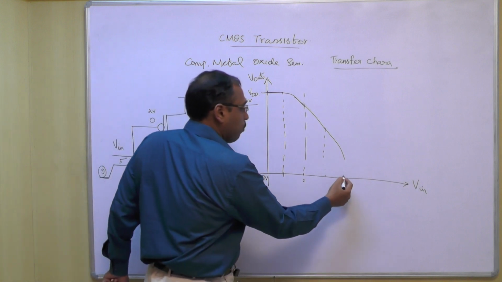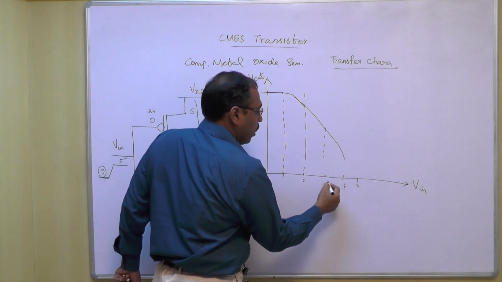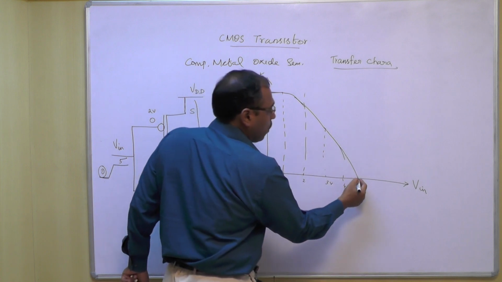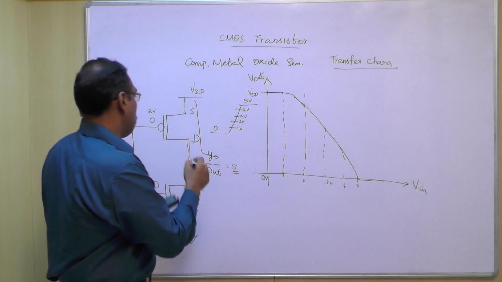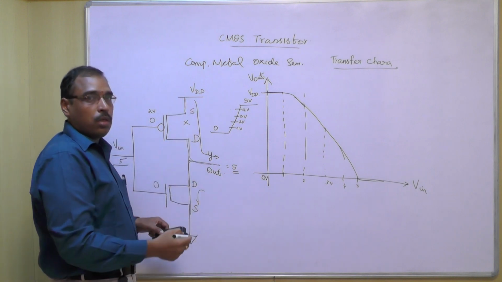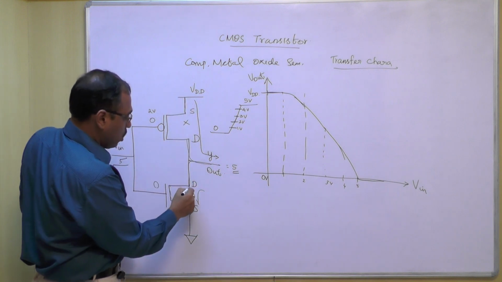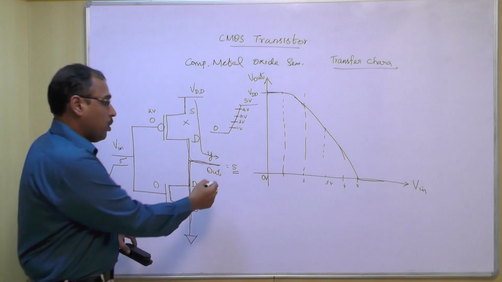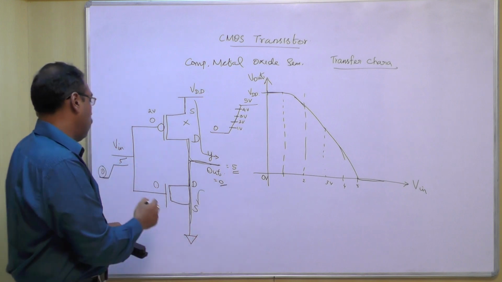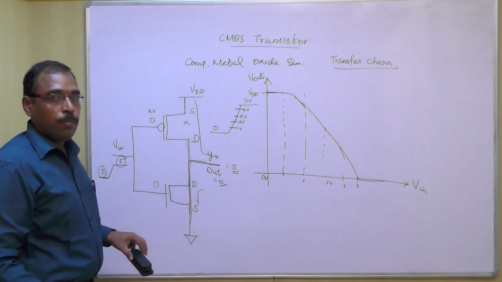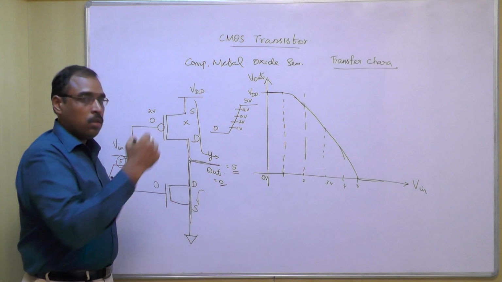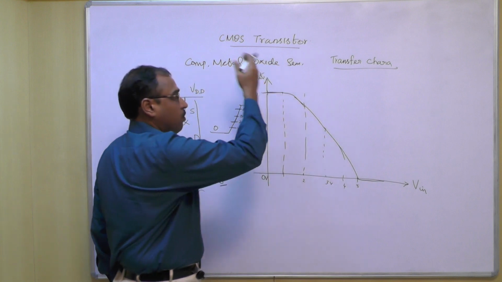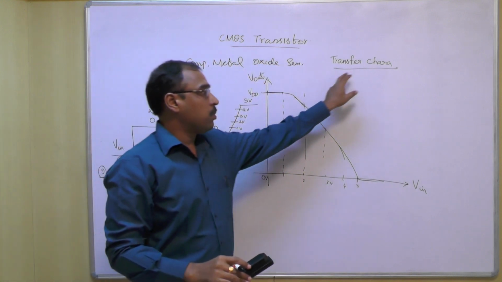When we apply 5 volt, our NMOS is completely on and our PMOS is completely off. So the PMOS totally acts as an open circuit and the NMOS is completely on. So our entire output voltage will go to the ground. So your output voltage Vout equals 0. So when we apply 5 volt on the input side, your output voltage is reduced to 0. This characteristic curve, the relationship between Vin versus Vout, is called the transfer curve.